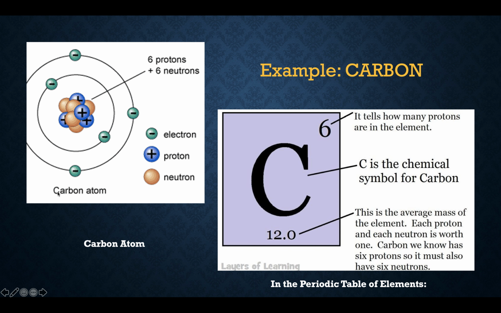Let's look at another example. Here's carbon. So here's the 6 up here telling you that carbon has 6 protons. And at the bottom you can see the 12. Right? 12 minus 6 is 6. So carbon has 6 neutrons. And you can see that displayed here in the atomic map. Here's the 6 protons and 6 neutrons in the center, in the nucleus. And you have the electrons orbiting about the nucleus.